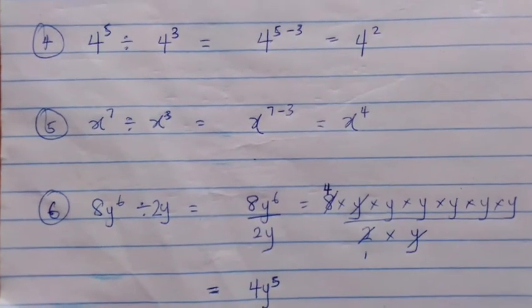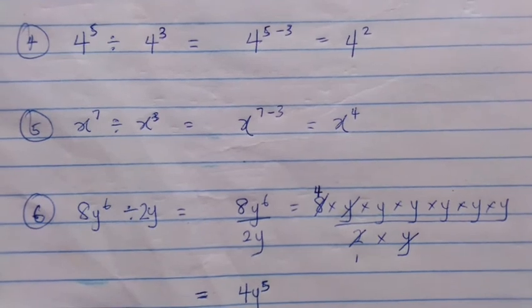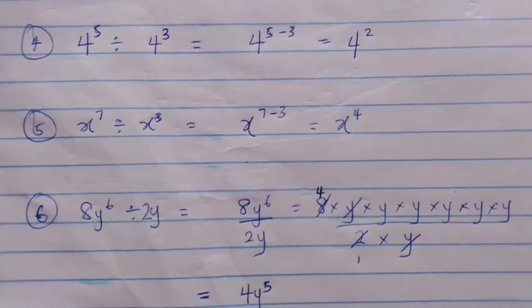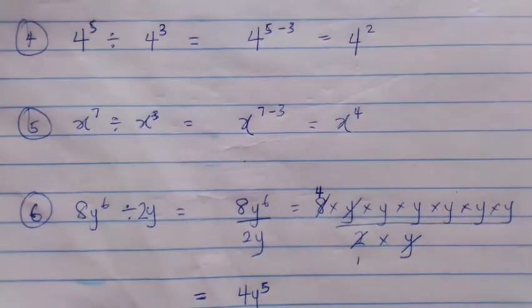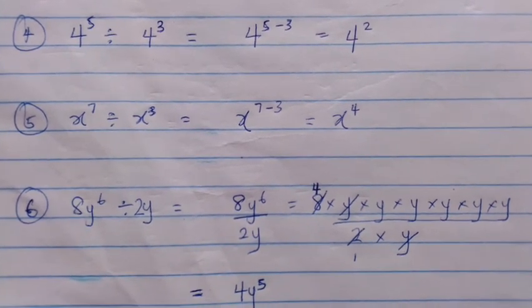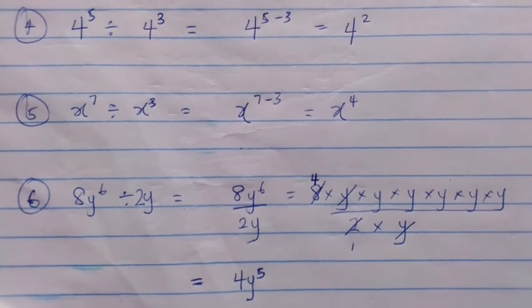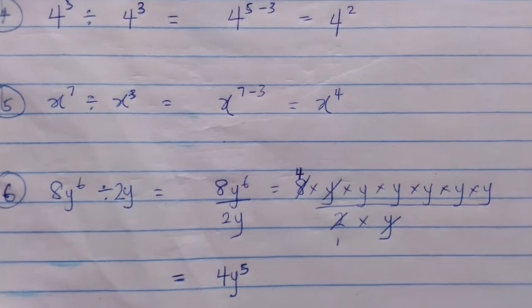4 raised to power 5 divided by 4 raised to power 3 is the same thing as 4 raised to power 5 minus 3, which is 4 raised to power 2. In this case, you just subtract because of the division sign. For x raised to power 7 divided by x raised to power 3, the same thing, x raised to power 4.